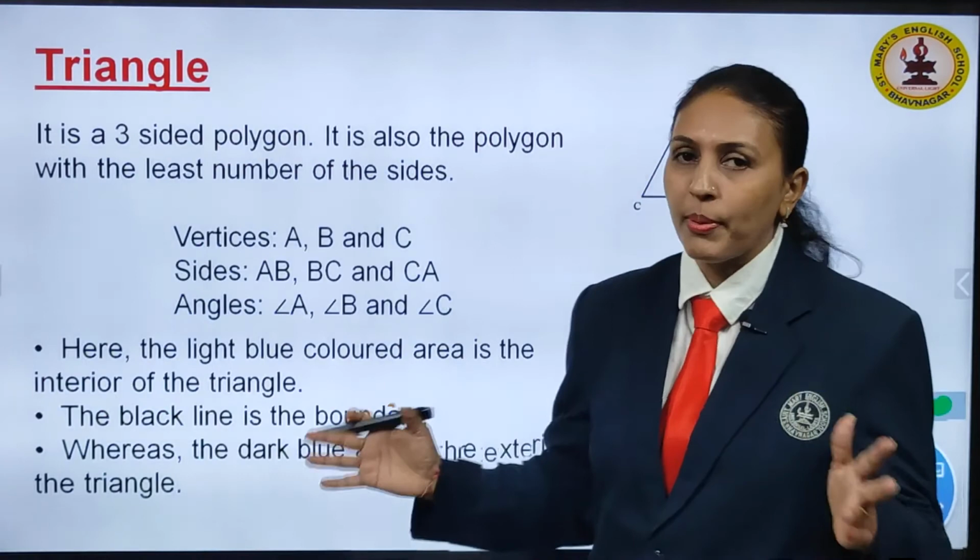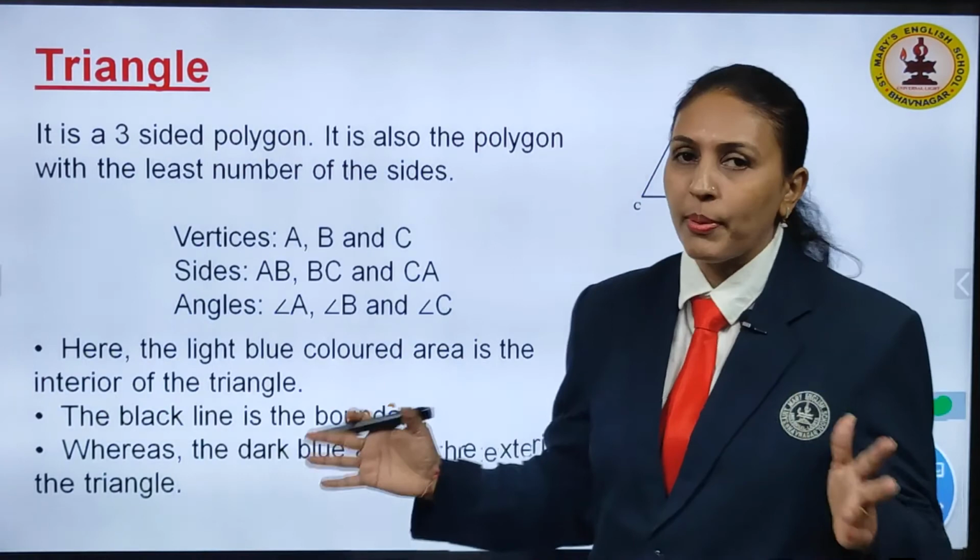The 4 vertices are which? A, B, C and D. These are the 4 vertices. Similarly, angle A, angle B, angle C and angle D are the 4 given angles. Now, something else related to polygons, children. Here you can see it is a quadrilateral, and it looks like a square only. We have learned about the properties of a square.